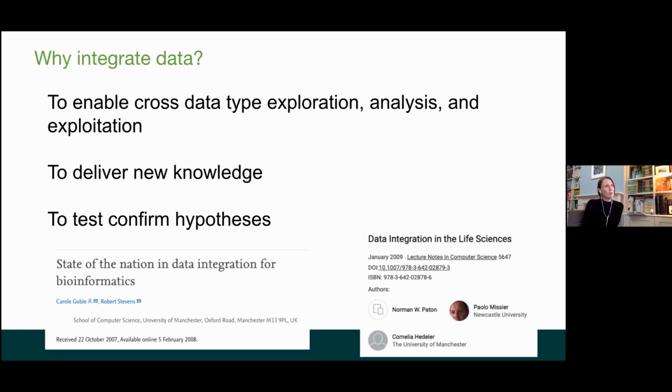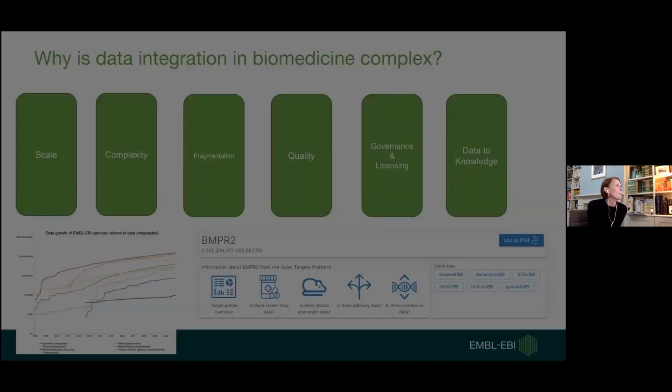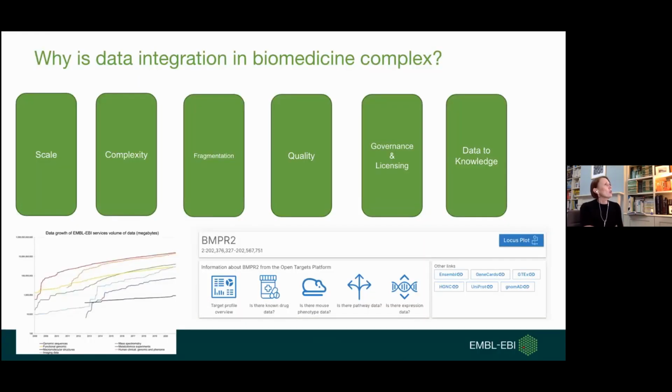But I think the desire is still the same, which is to enable dataset exploration, analysis, and exploitation, to deliver new knowledge, and in doing that, to test or confirm our hypotheses. But the way we do it is a bit different, and so the world has changed a bit because of that landscape, particularly when we're working with human data. I'm going to talk about human data today, although I work with flies and mice. As a model organism biologist, I'm still very interested in other species and what they tell us about human biology. So it's worth going back to think about why data integration in biomedicine is complex.